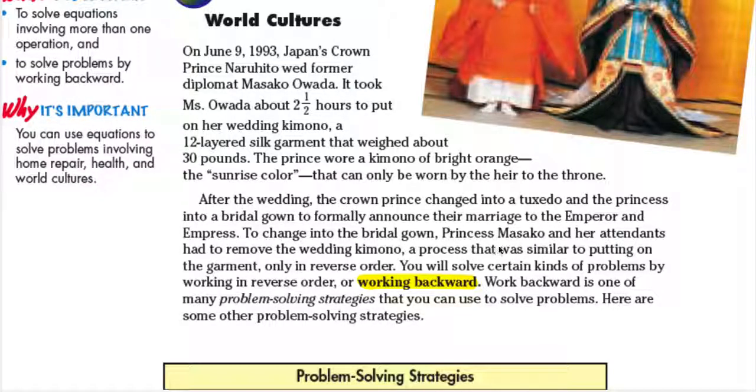To change into the bridal gown, Princess Masako and her attendants had to remove the wedding kimono, a process similar to putting on the garment, only in reverse order. So you will solve certain kinds of problems by working in reverse order, or working backward. Work backward is one of many problem-solving strategies that you can use to solve problems.